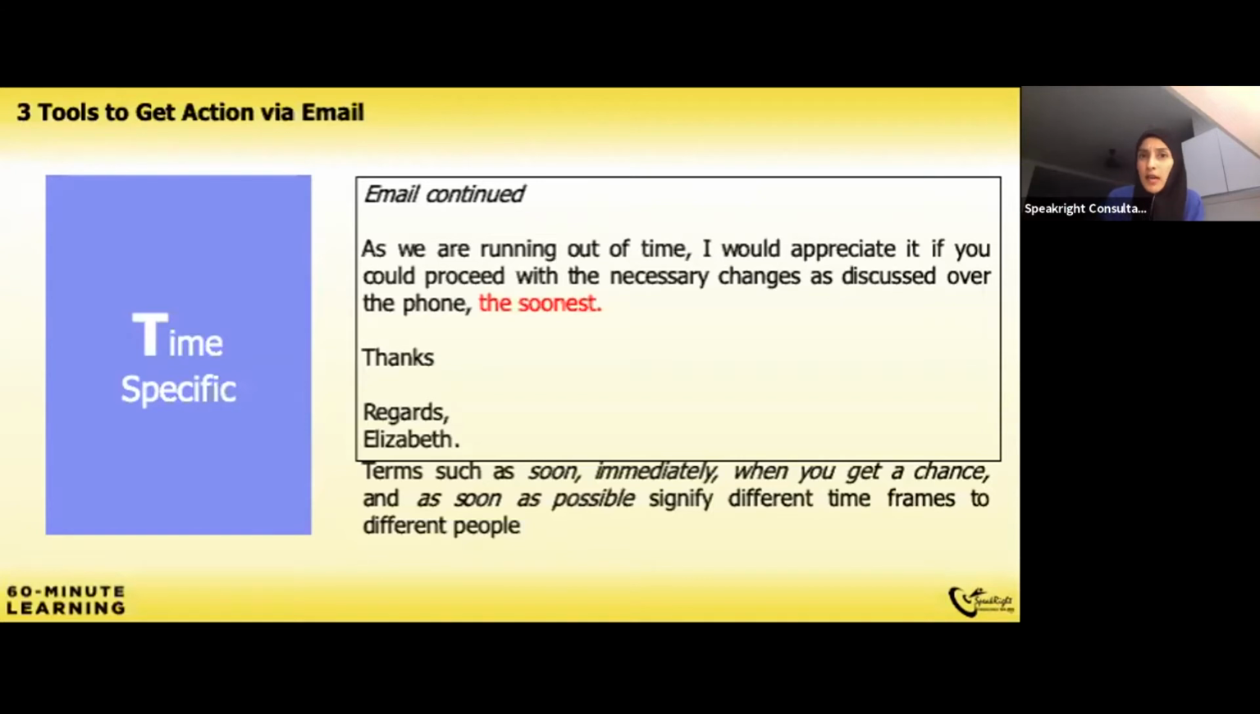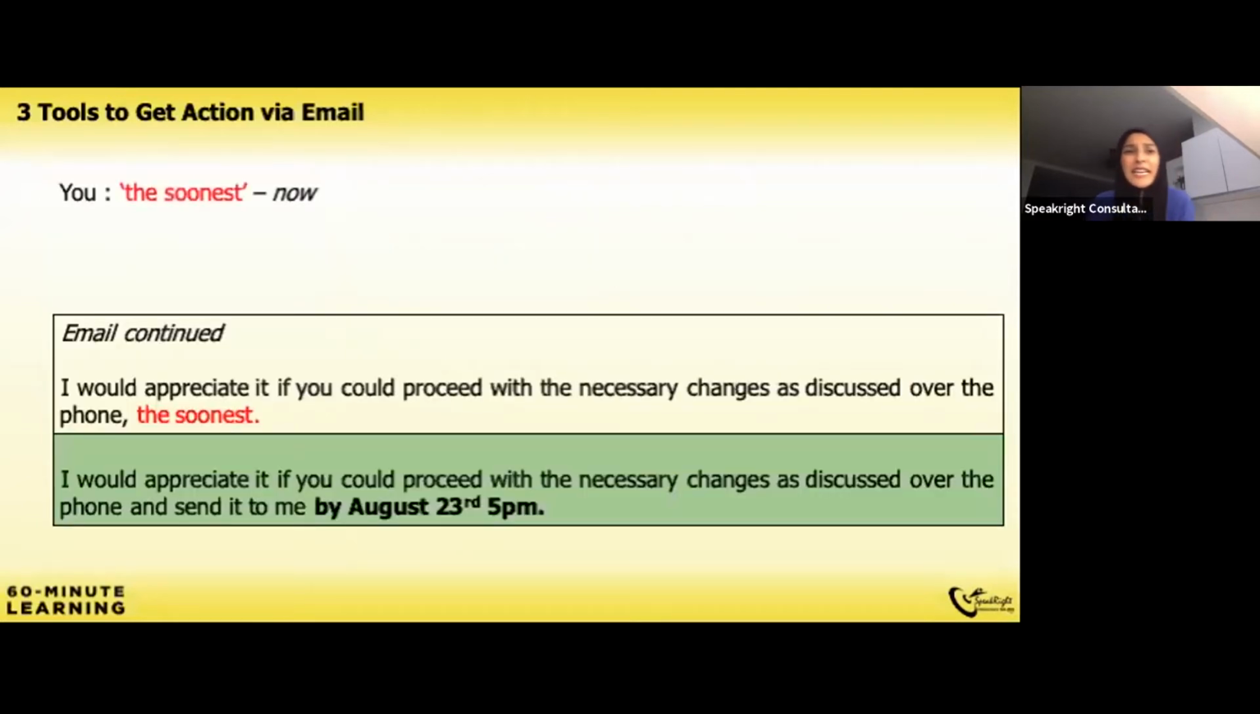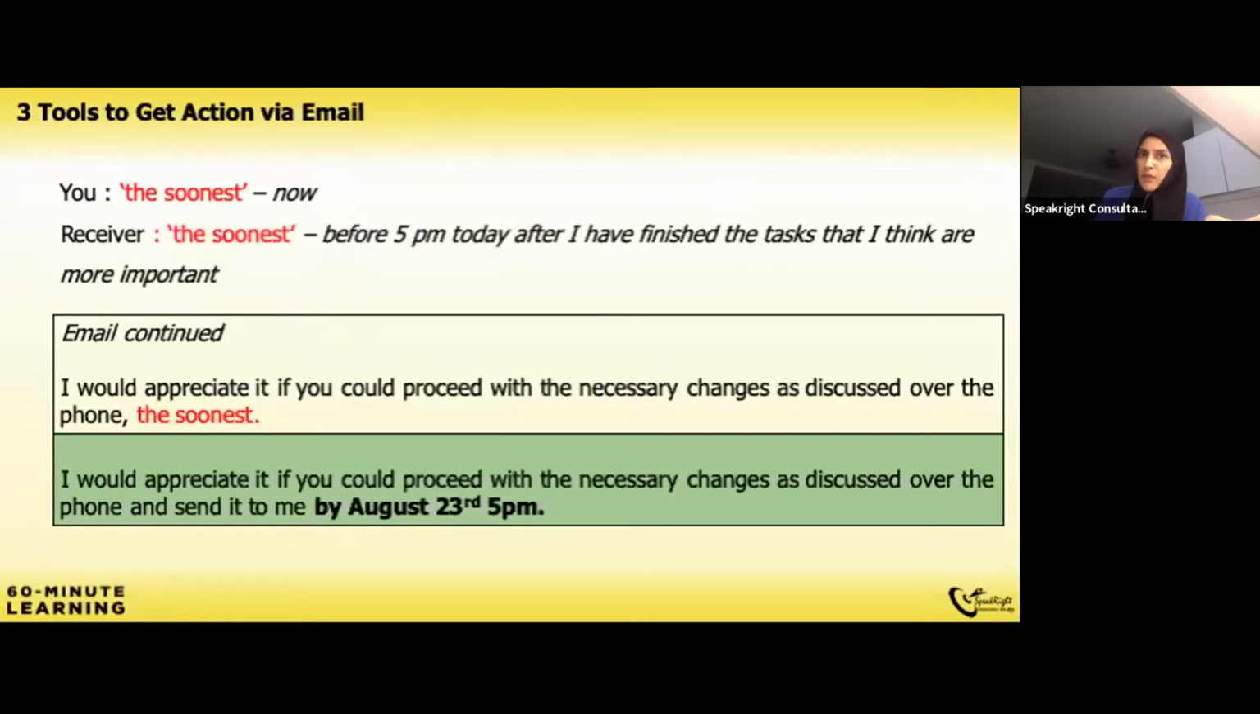So how can we overcome this situation? How can we make it easier for the receiver to understand when she needs to do it so that we get the response within the time frame? Okay? Instead of using the soonest, which to you is now, but to another person is before 5 p.m. today or after I finish the task, you need to be more specific. Look at the sentence in green here. I would appreciate it if you could proceed with the necessary changes as discussed over the phone and send it to me by 23rd August, 5 p.m.